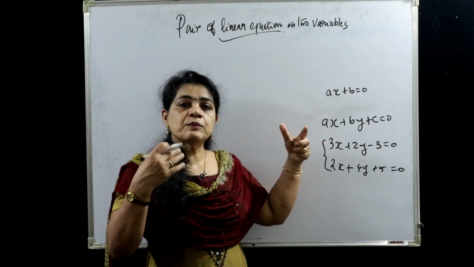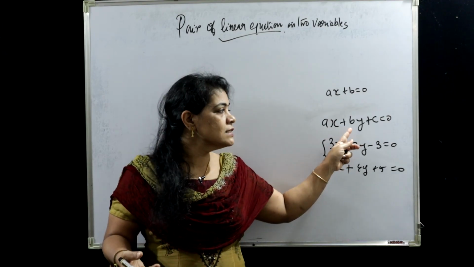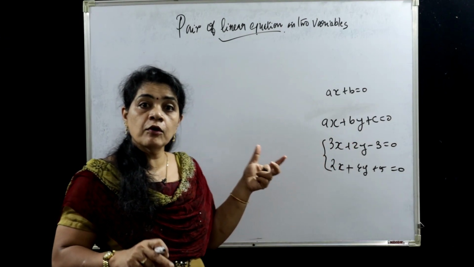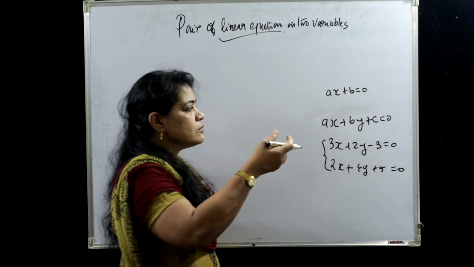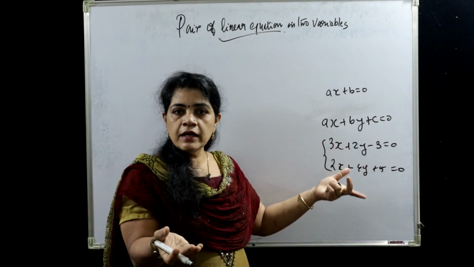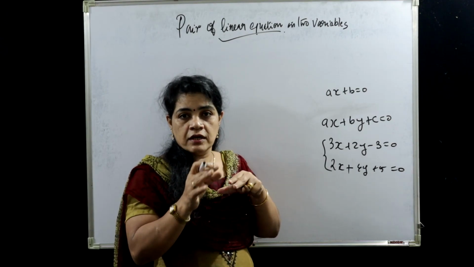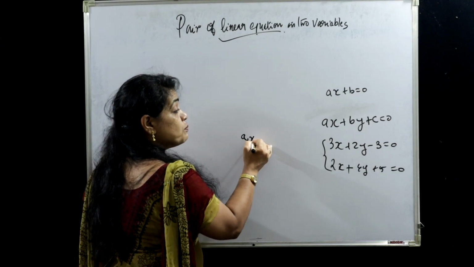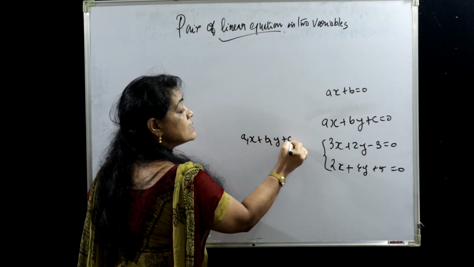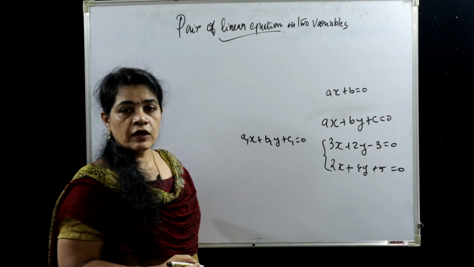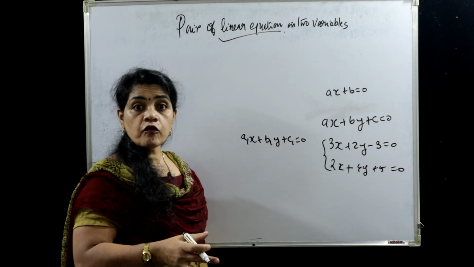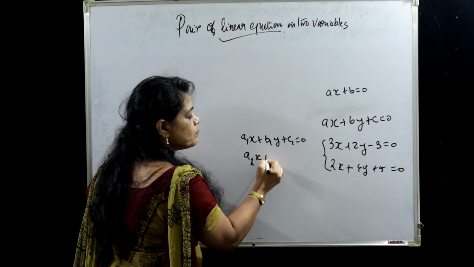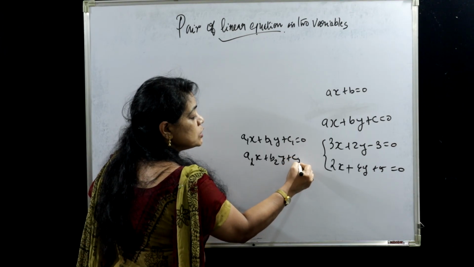Understood? So how can we express that in its general form? This is the general form of a linear equation in one variable. If we are talking about a pair, can we write again ax plus by plus c equal to 0? Then both would be equal. So in order to make a change, when writing the standard form we write a1x plus b1y plus c1 equal to 0. If you are talking about the pair of linear equations, we have to write the standard form a2x plus b2y plus c2 equal to 0.